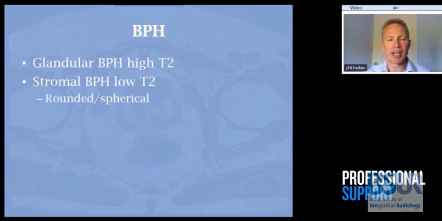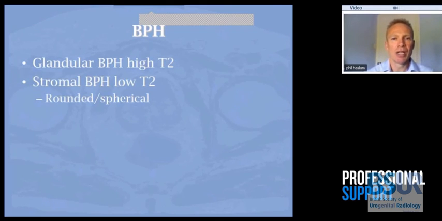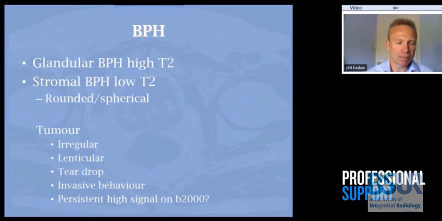BPH. Now this is an area that's really difficult, and it can be very hard to tell areas of BPH from areas of tumour. Now glandular BPH has got a high T2. Stromal BPH, the bits of tissue in between, which can predominate in some areas of BPH, has got a very low T2. And this can be rounded or spherical.